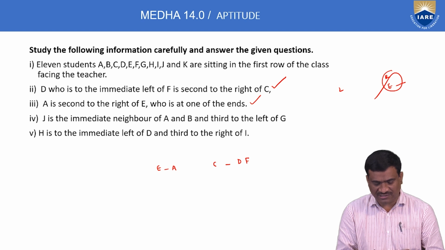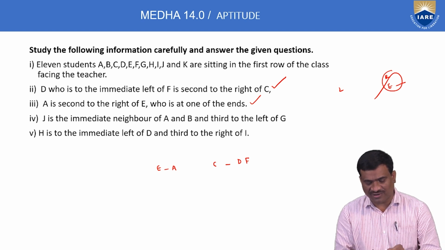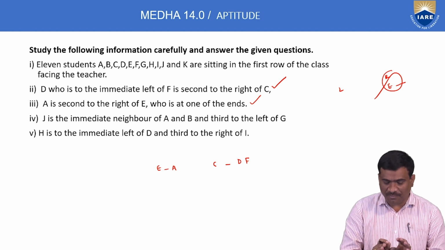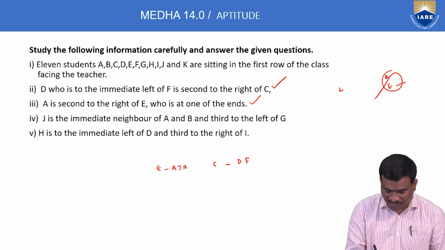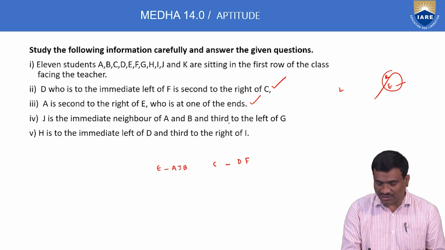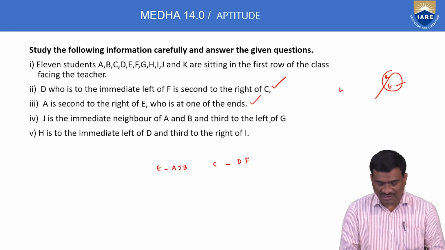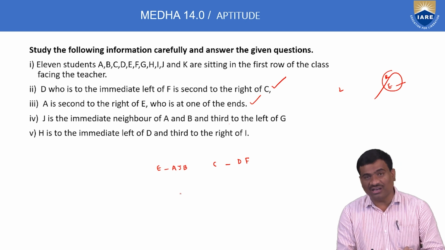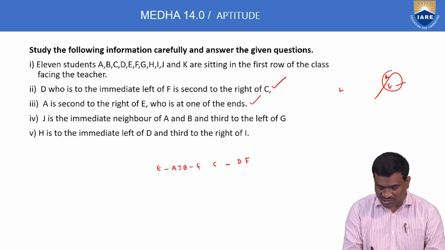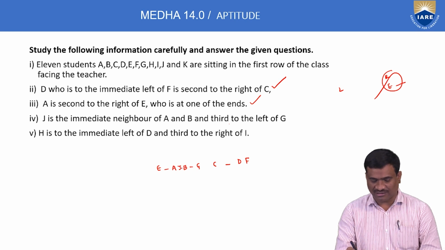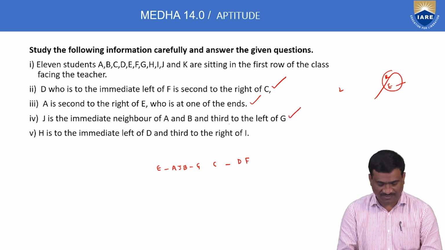Fourth statement. J is the immediate neighbor of K, A and B, and third to the left of G. J is between A and B, here A, next J, next B. And J is third to the left of G. That is possible only here. G is possible at 1, 2, 3. Yes, correct. The third and fourth statements are also completed.